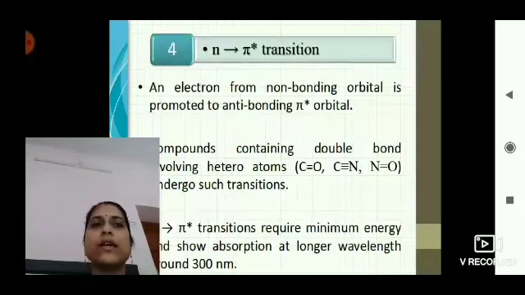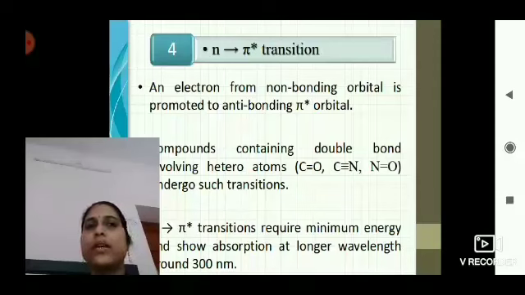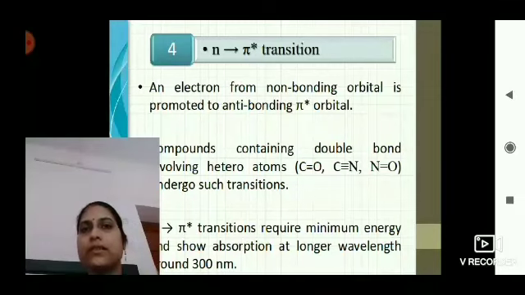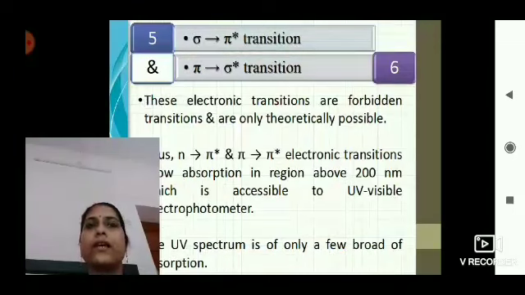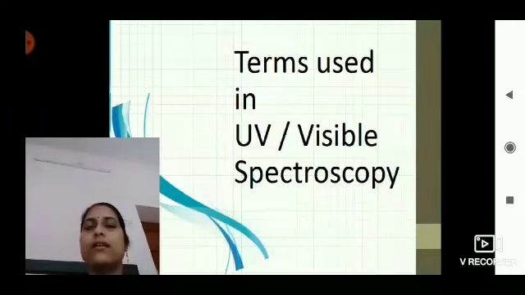Now next, n to pi star transition. This occurs in compounds in which there is a non-bonding electron. As examples, C double bond N, C double bond O, and N double bond O. In these functional groups, n to pi star transition is going to occur, and these sigma to pi star and pi to sigma transitions are energetically forbidden.